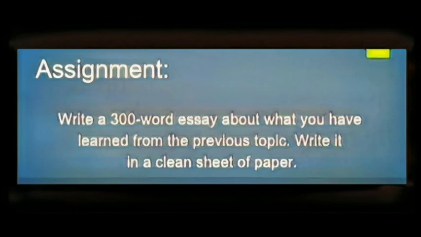Assignment. Write a 300-word essay about what you have learned from the previous topic. Write it in a clean sheet of paper.